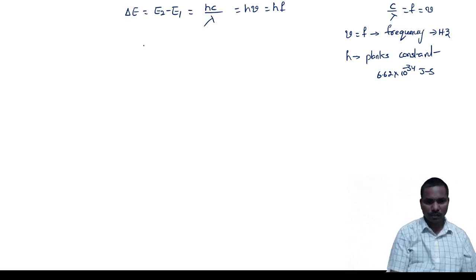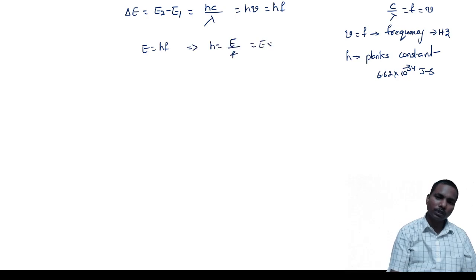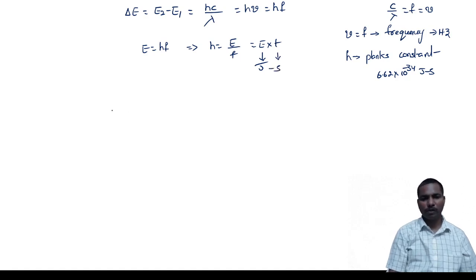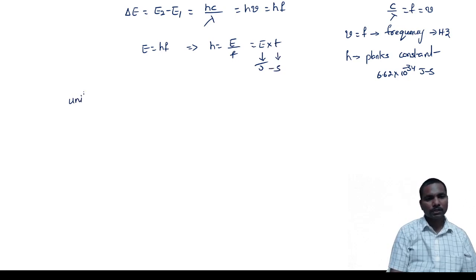Units: you can get them from E is equal to hf. If you want h, h is equal to E by f. 1 by f is equal to time. So E into t: energy in joule, time in second. So joule second. Units are also very important. The unit of Planck's constant is joule second.